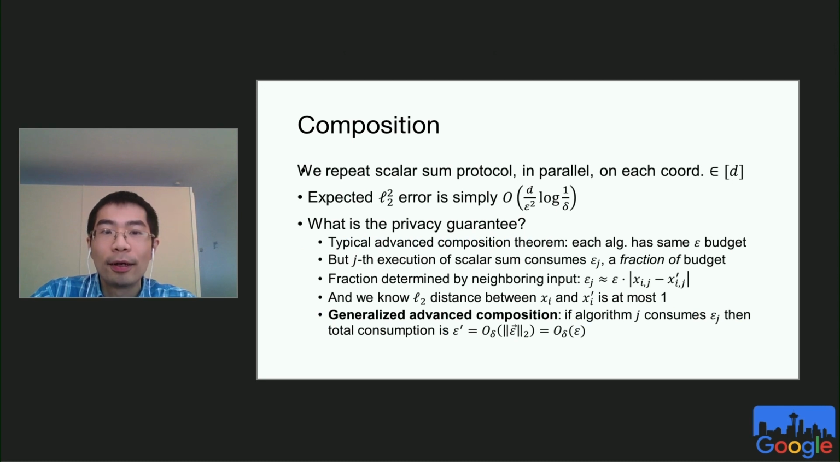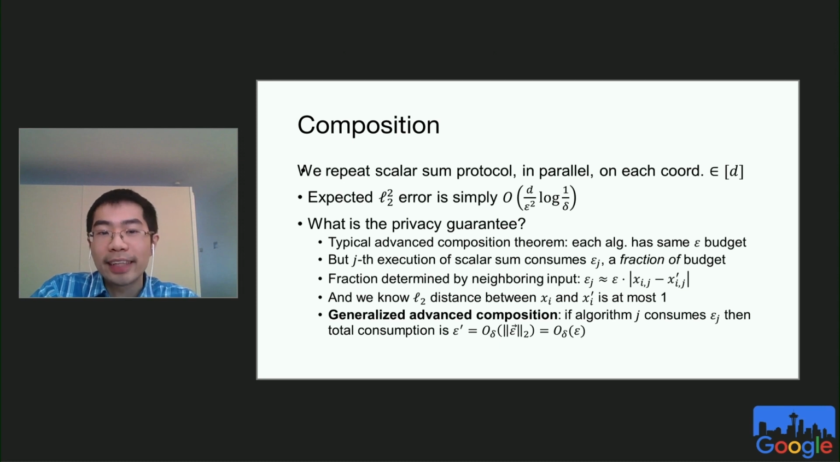So we have composition. We repeat this protocol multiple times in parallel for each coordinate, and so the expected L2 error is just the sum, so it's d over epsilon squared. But what's the privacy guarantee? Typically advanced composition is written such that each algorithm has the same epsilon budget. But our protocol is special in that we have the jth execution consuming only a fraction of the budget, and this fraction is determined by the neighboring input. If the inputs are very close together, then we only consume a little bit of the epsilon.